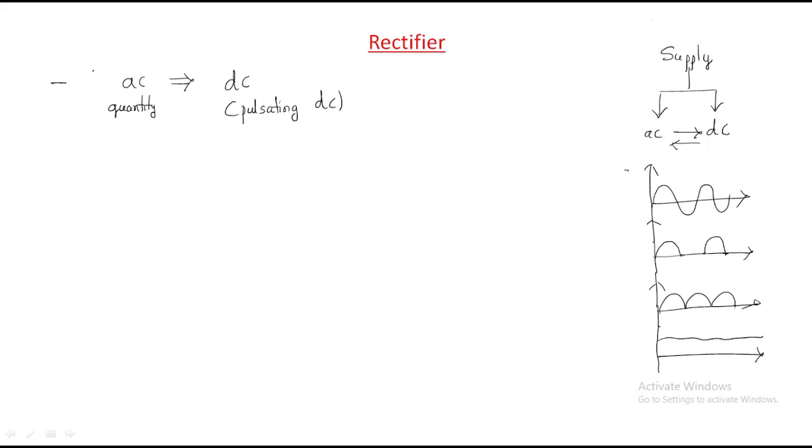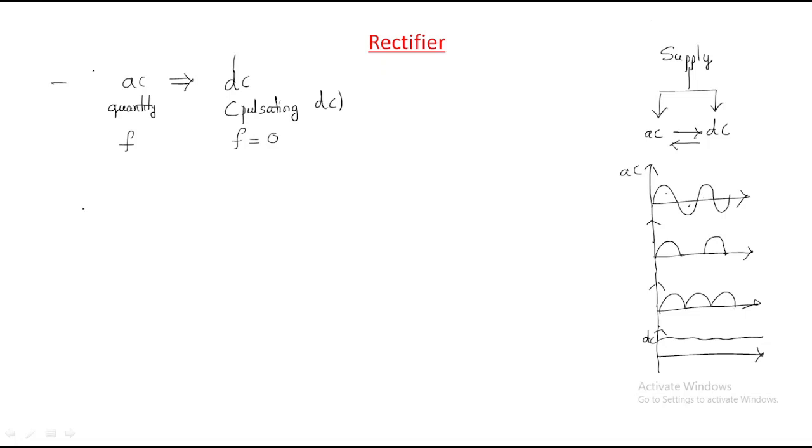So in order to convert AC to DC, we have to make more modifications, and we have to use a number of circuits and components. Initially, we have the conversion of AC supply to DC supply. What is the difference between AC supply and DC supply? AC supply has a frequency, while DC supply doesn't have any frequency. What is frequency? The number of cycles per second.